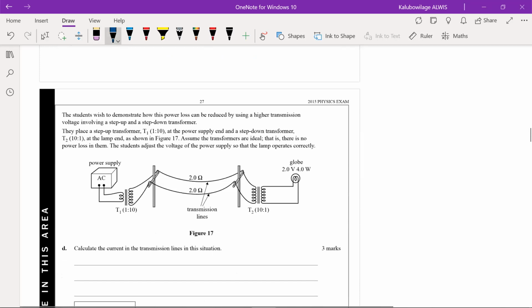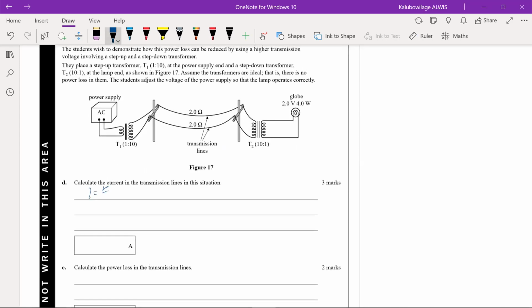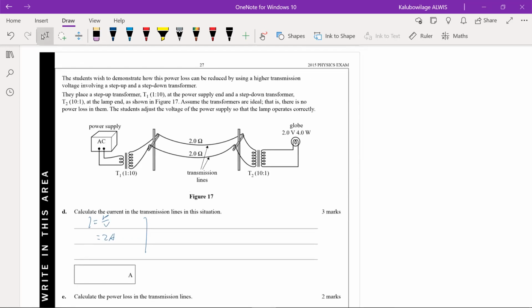Calculate the current in the transmission lines in this situation. We have transformers. Again, we only find the current using the globe values, which is 2 amps found before. And it's 1 to 10, and since it's the inverse for the current, I lines is just 2 divided by 10 instead of multiplying. 0.2 amps.